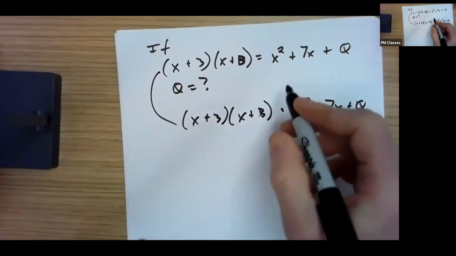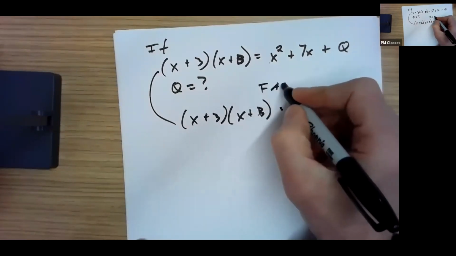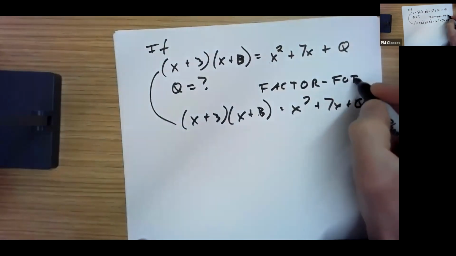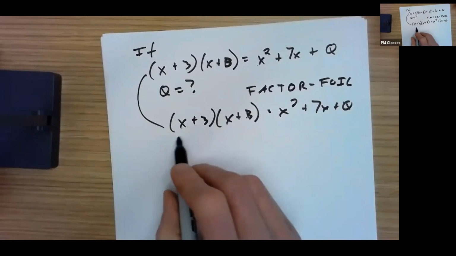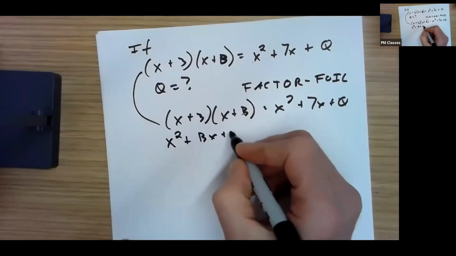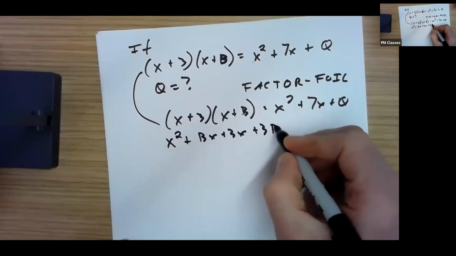I'm going to FOIL this out. What we talk about here is what I call factor FOIL, where we're either going to factor both sides or FOIL both sides, so we can compare them. So I'm going to multiply this right side out. First, outer, inner, last.